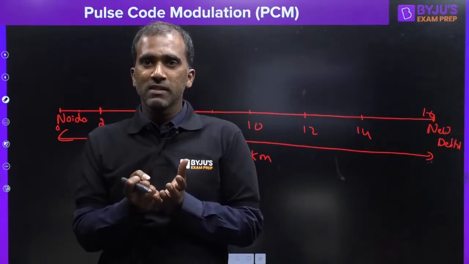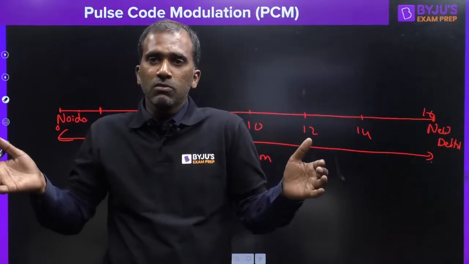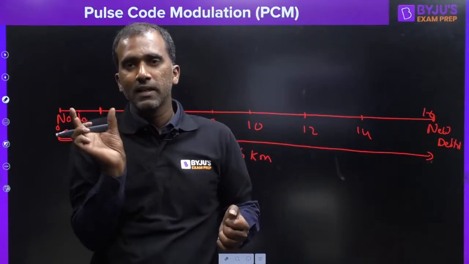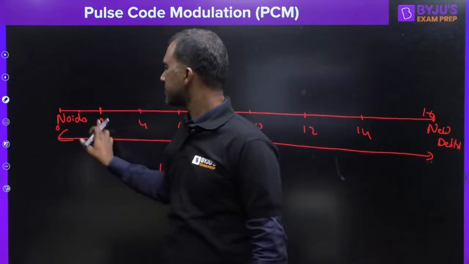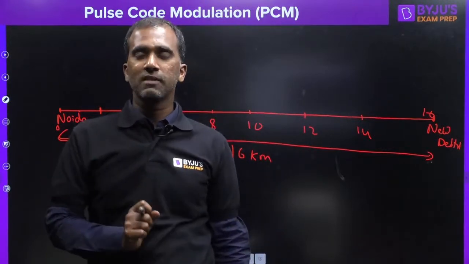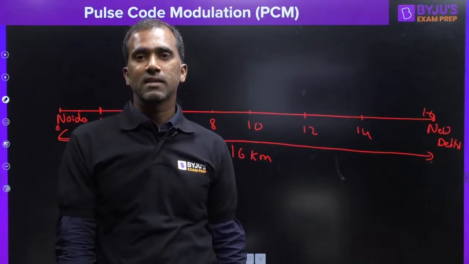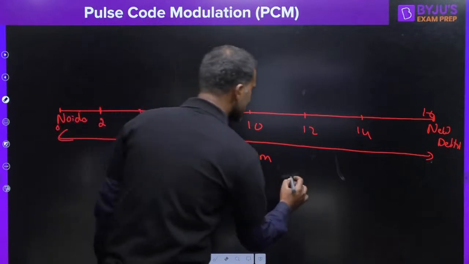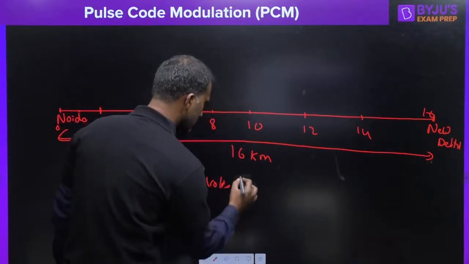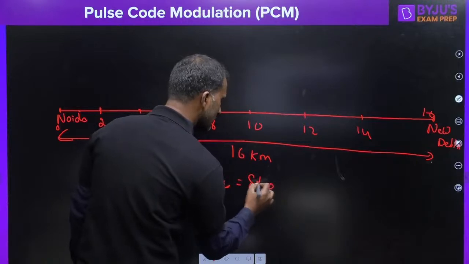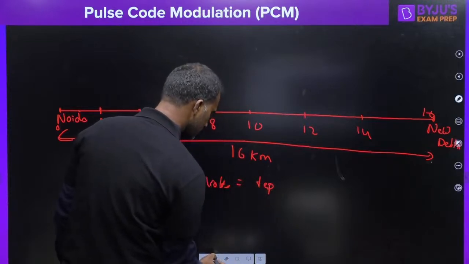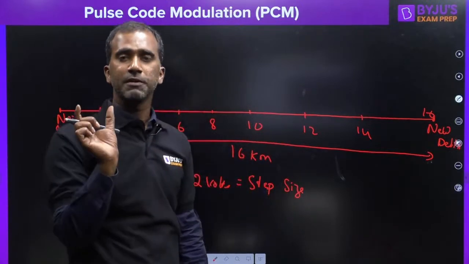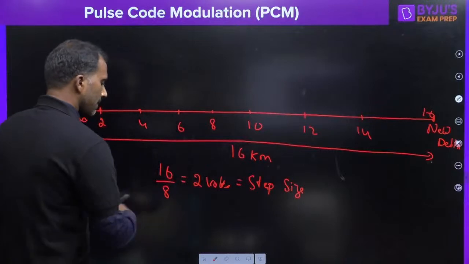Based on the number of quantization levels, we divide the total range into those many parts. And for each part, the distance between 2 stations or the distance between 2 quantization levels, we call it the step size in our language. In a quantizer, there is something called step size. Step size is nothing but the distance between 2 train stations or the distance between 2 quantization levels, right?